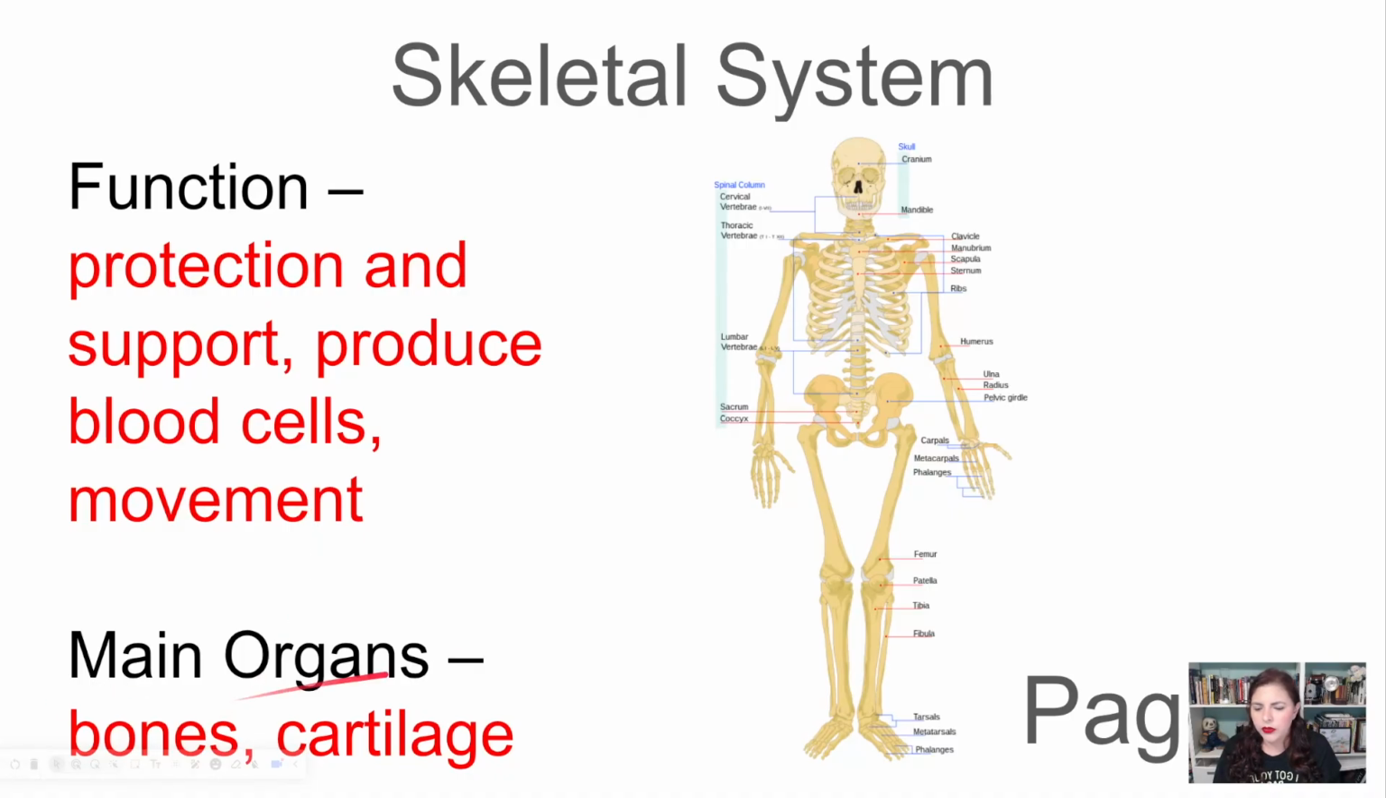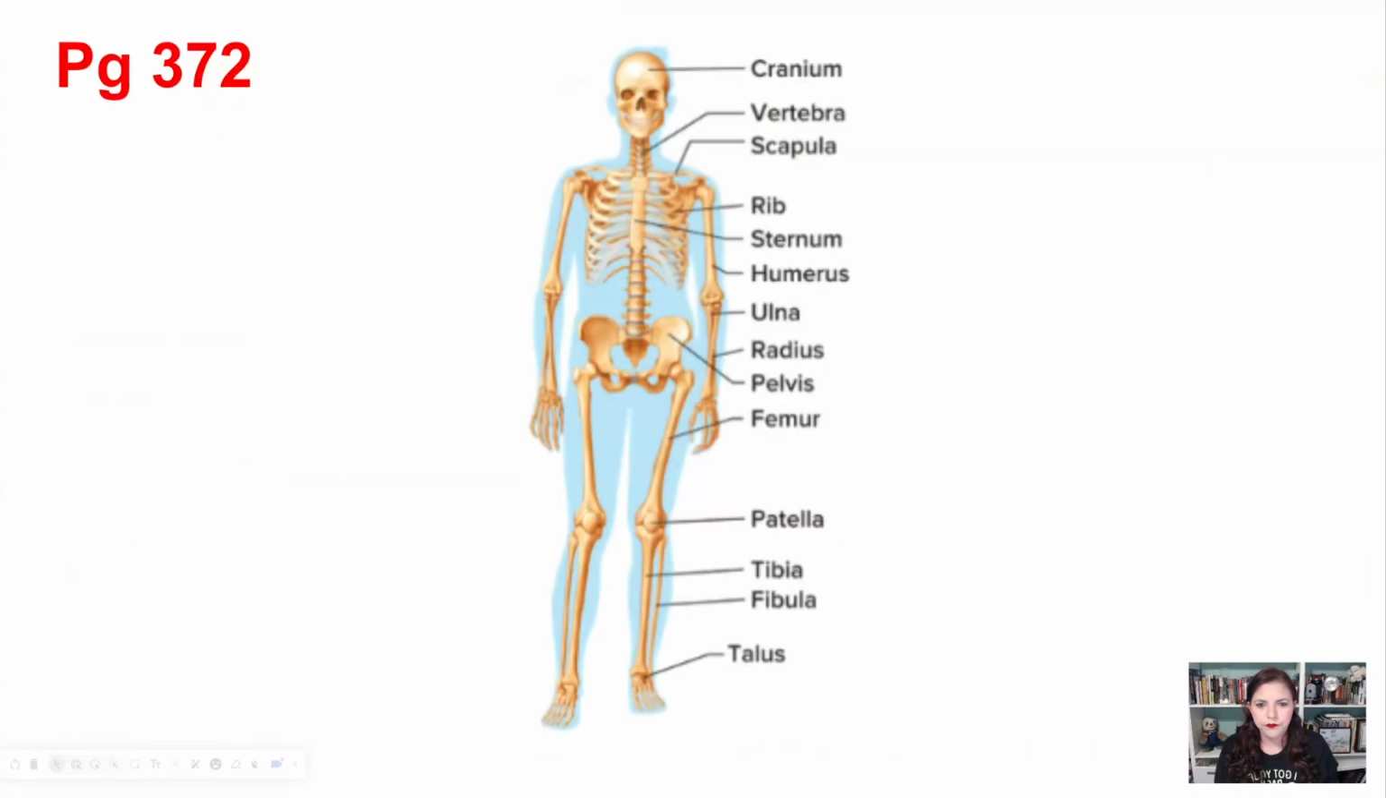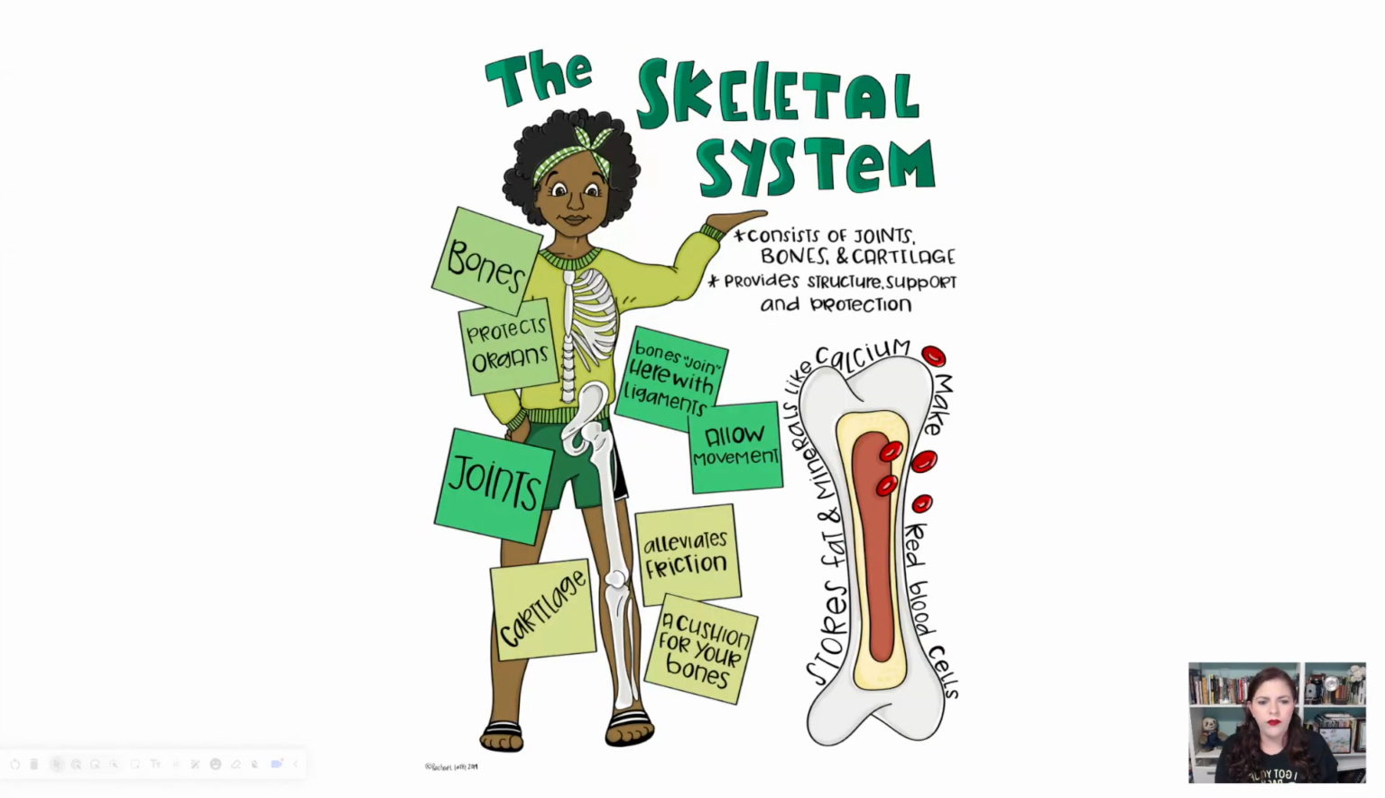So we have bones, right? We have cartilage, like in your nose and your ears. You also have cartilage around your rib cage, and it's kind of just like a soft bone. Here are some of the parts of your skeleton, but we're going to go into this a lot deeper. Here's a picture from your textbook, but we are actually going to make a model of the skeletal system that we're going to glue into our journal, okay?